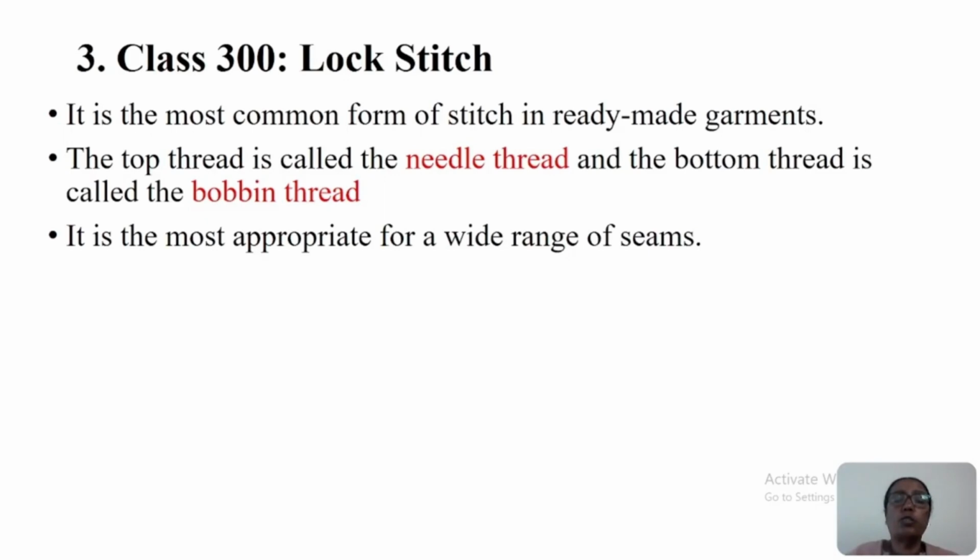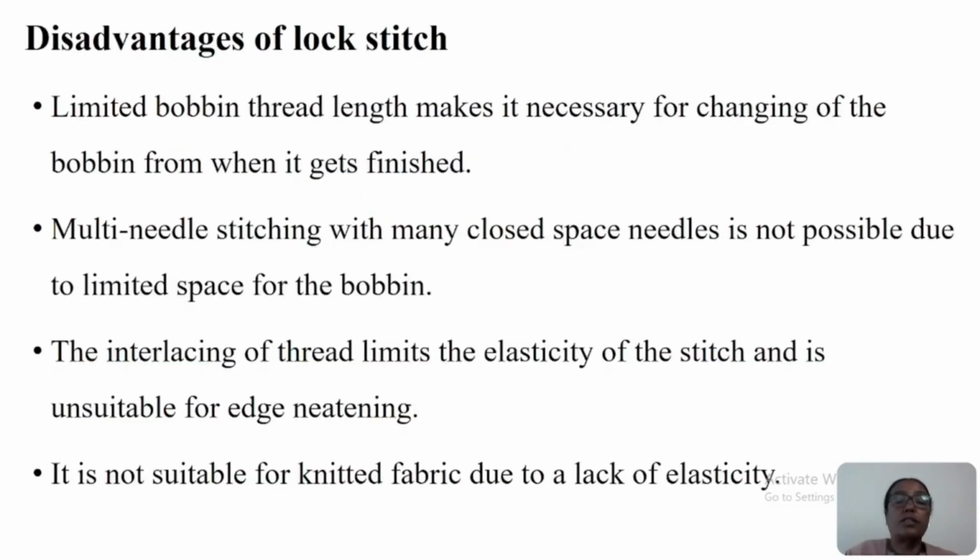The top thread is called the needle thread and the bottom thread is called the bobbin thread. It is the most appropriate for a wide range of seams. This lock stitch is the most appropriate for the wide range of seams. This class 300 stitch has different varieties, around 27 different class 300 stitches already there. So you will see some of these class stitch types.